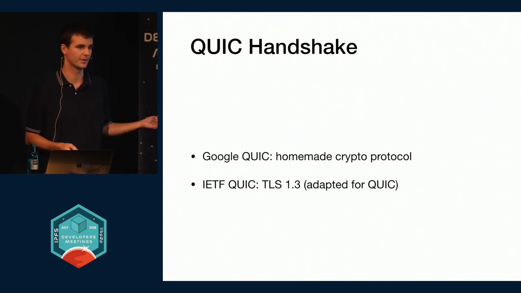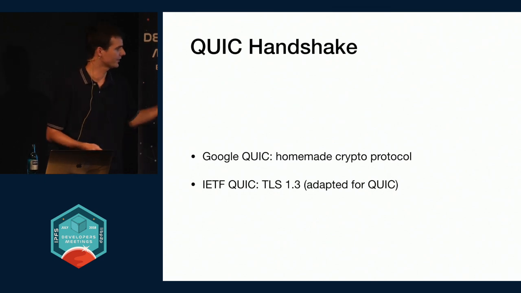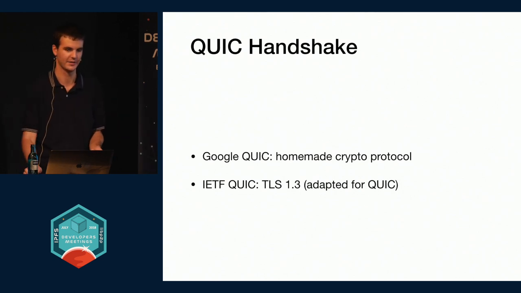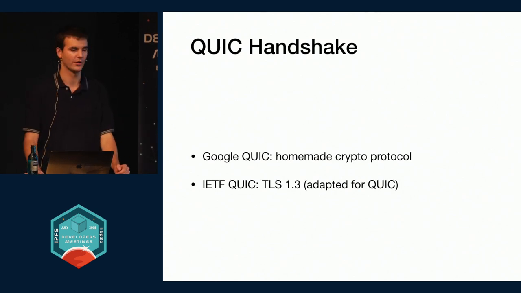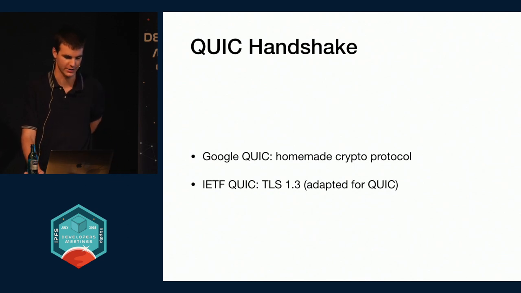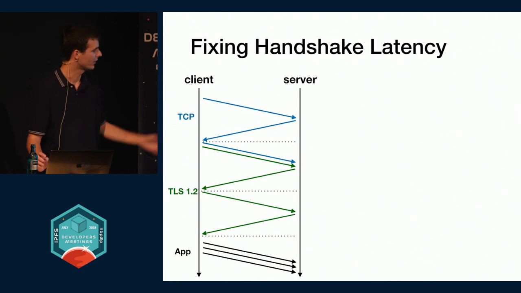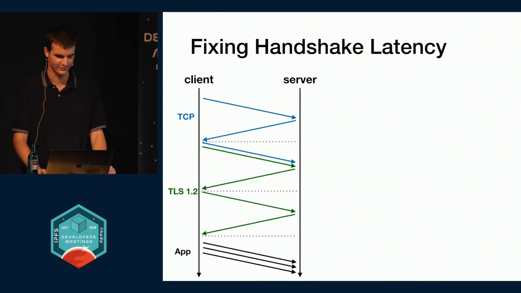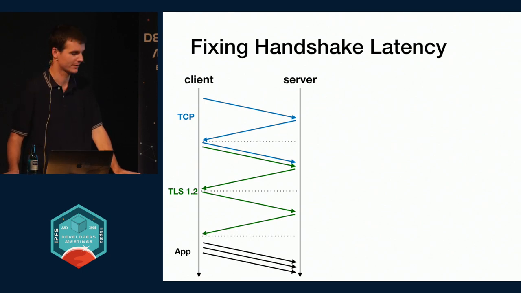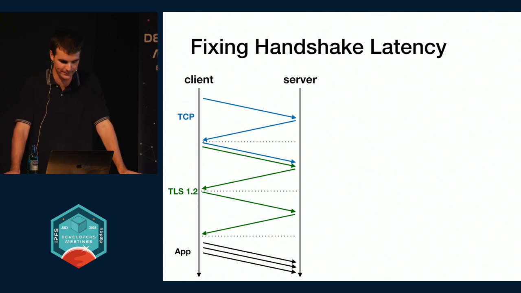But when the QUIC working group at the IETF was formed about 1.5 years ago, the first decision was made to switch that out, because now TLS 1.3 is finally available, and it has all the features that QUIC Crypto has, and even some more features. So we already saw the three round trips we needed to establish a normal TLS over TCP connection. How does that look on QUIC?